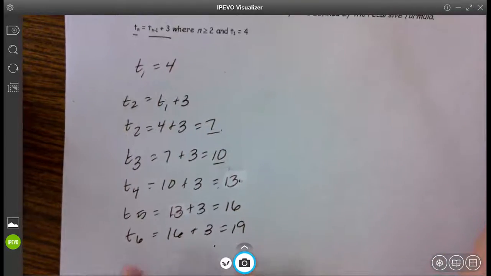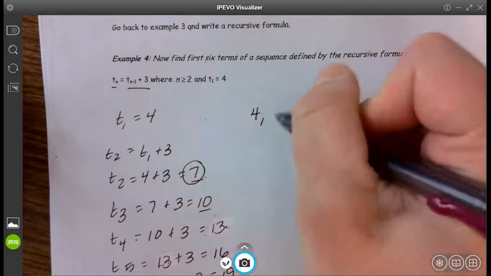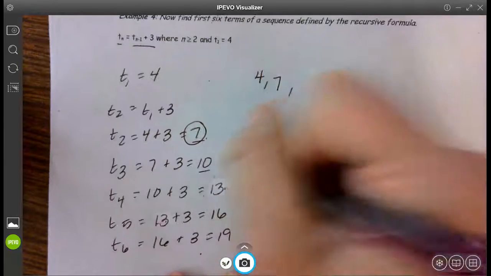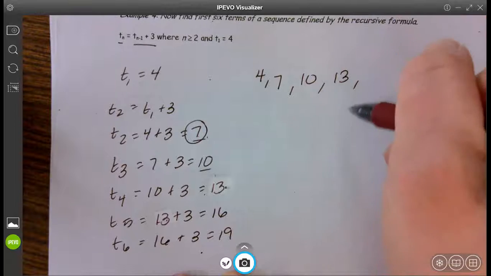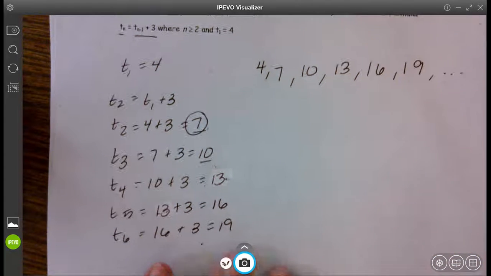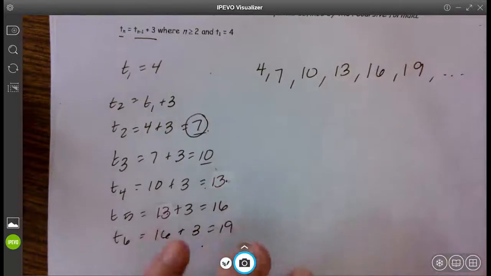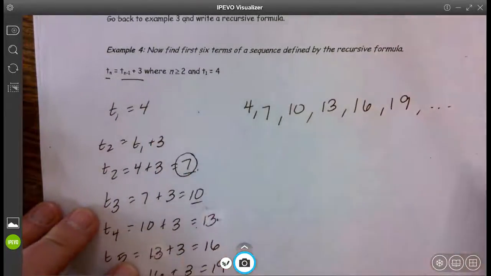So let's see if we did that right. It should be 4, 7, 10, 13, 16, 19. Yeah, we're adding 3 every time. So do we have to do a ton of work to do that? No, we could just say we're just adding 3 every time.